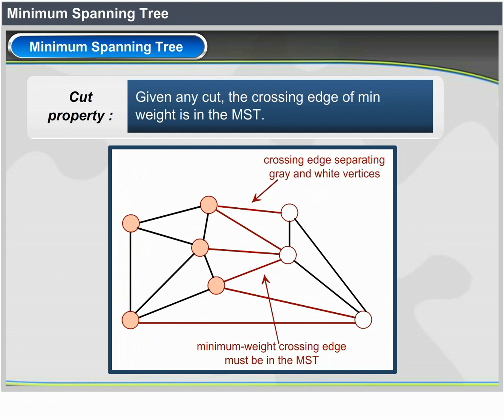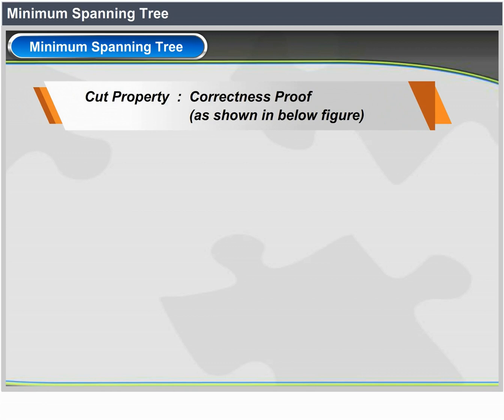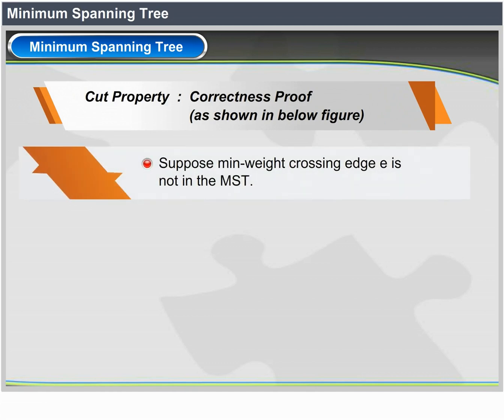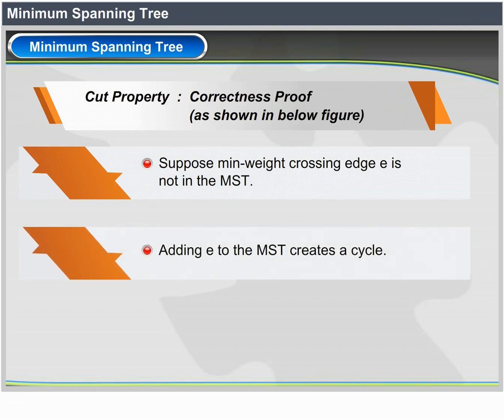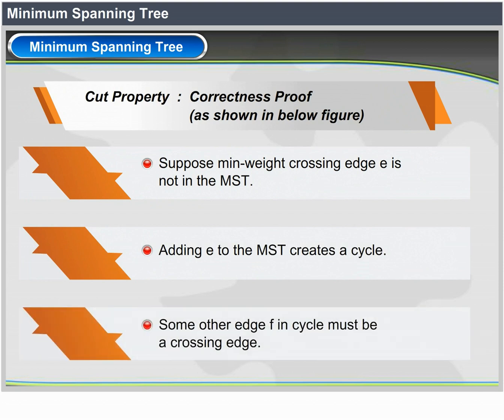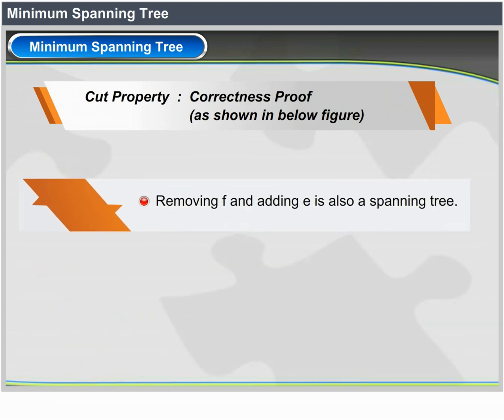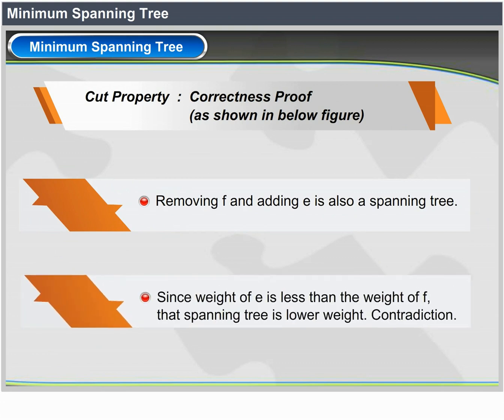Cut property correctness proof, as shown in this figure. Suppose the min weight crossing edge E is not in the minimum spanning tree. Adding E to the minimum spanning tree creates a cycle. Some other edge F in the cycle must be a crossing edge. Removing F and adding E is also a spanning tree. Since the weight of E is less than the weight of F, that spanning tree is lower weight.